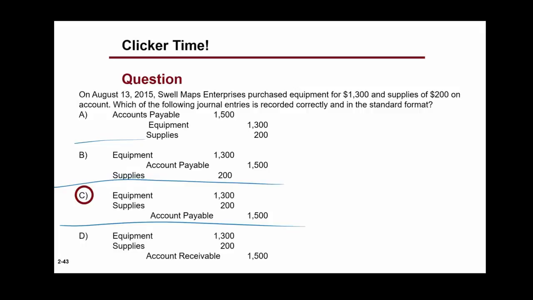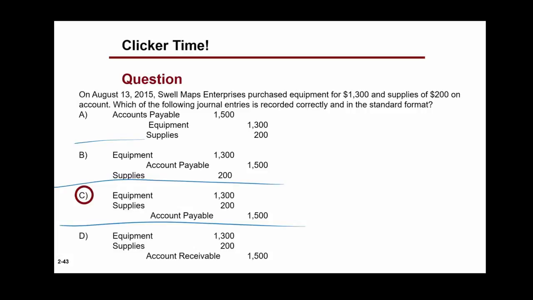What do we need to do? What happens to our equipment and supplies? They have increased, both of them. They are assets. Increased, so we debit them. Did the company pay in cash? If the company had paid in cash, we would have credited cash. In this case, the company did not pay in cash. They gave them an IOU slip, which is accounts payable. It's a liability. So we credit accounts payable.